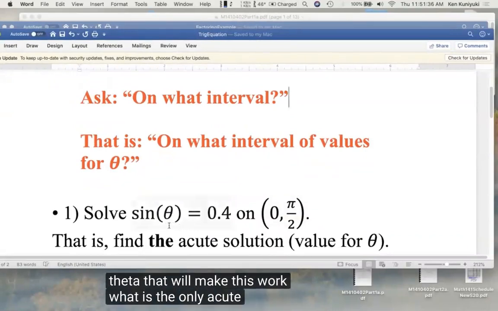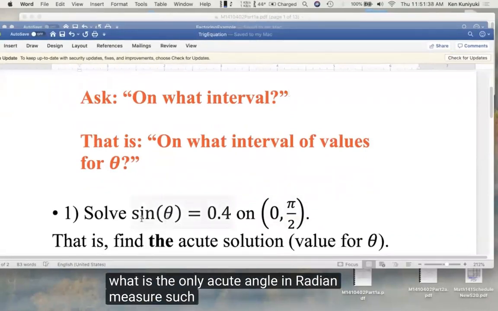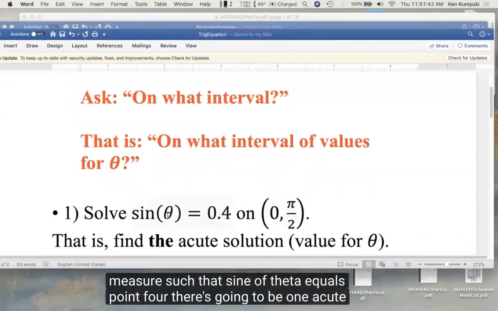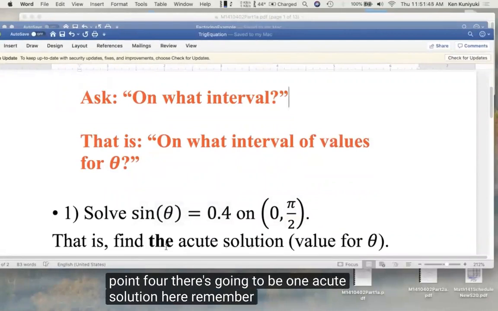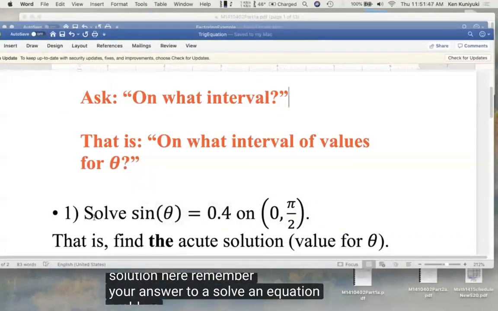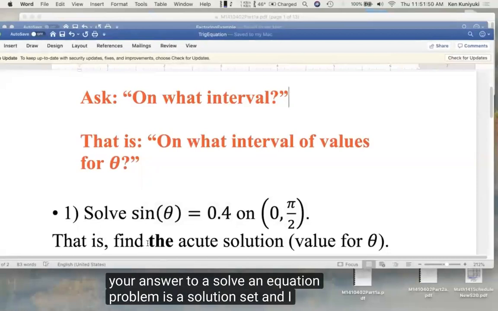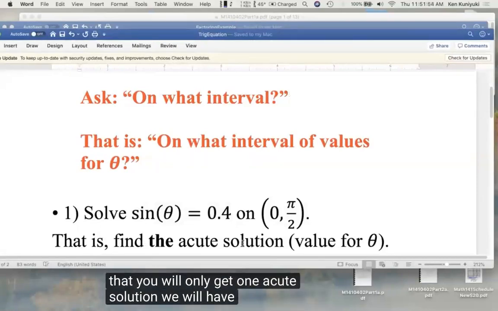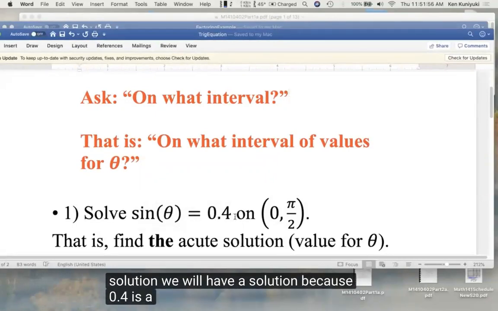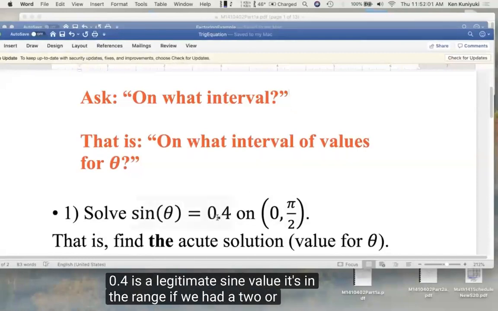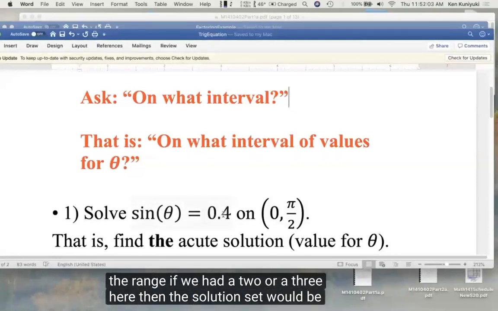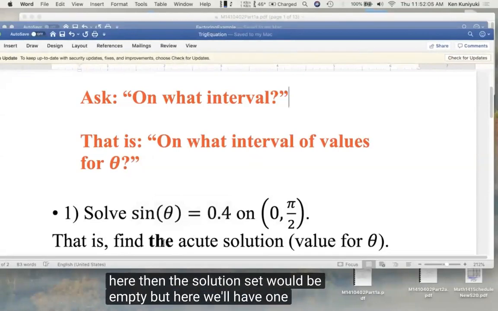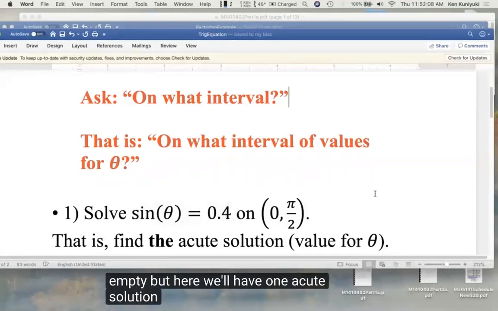What is the only acute angle in radian measure such that sine of theta equals 0.4? There's going to be one acute solution here. Remember, your answer to a solve an equation problem is a solution set, and I claim that you will only get one acute solution. We will have a solution because 0.4 is a legitimate sine value. It's in the range. If we had a 2 or a 3 here, then the solution set would be empty. But here we will have one acute solution.